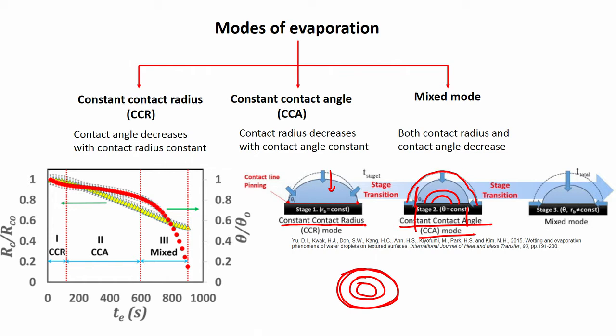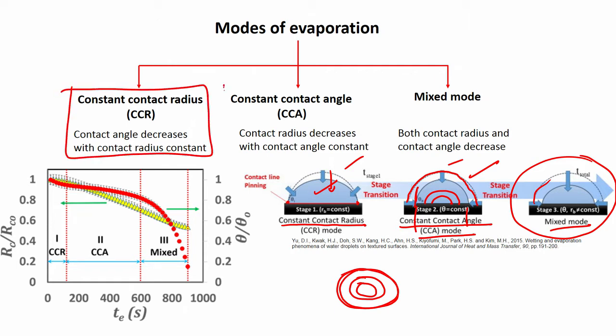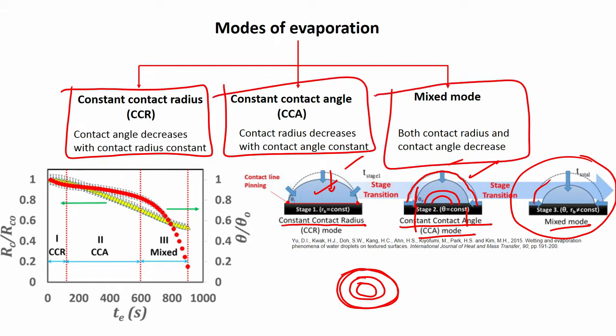So, it can lose mass in either this way or this way, or it can lose mass in a combination of both. That means sometimes some part it can lose mass like this, and in some situations it can lose mass by this. That is what we call the mixed mode. So, any sessile droplet which undergoes evaporation undergoes either a constant contact radius mode or a constant contact angle mode, or what we call, other than that, a mixed mode.